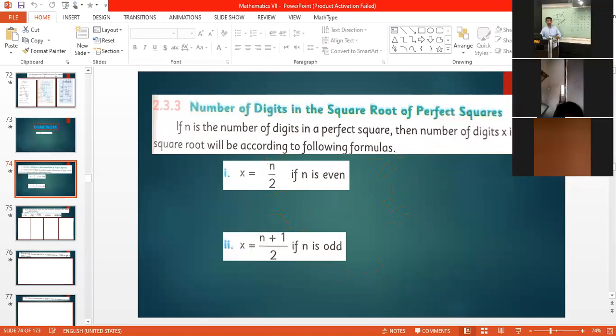So for finding the number of digits in the square root of a number: if the number of digits n in the number is even, just use the n by 2 formula. If the number of digits in the number is odd, just use the n plus 1 by 2 formula. Now moving to the questions, we will practice on them.